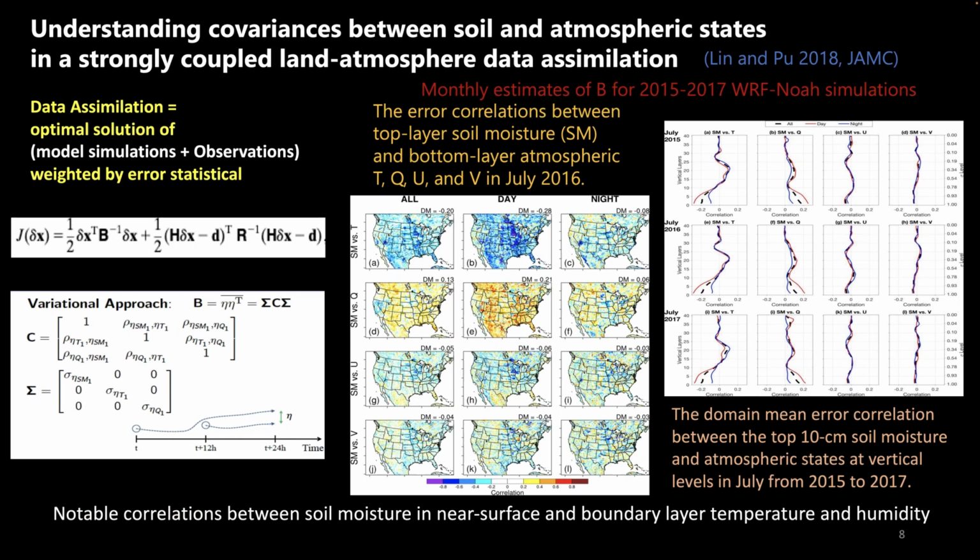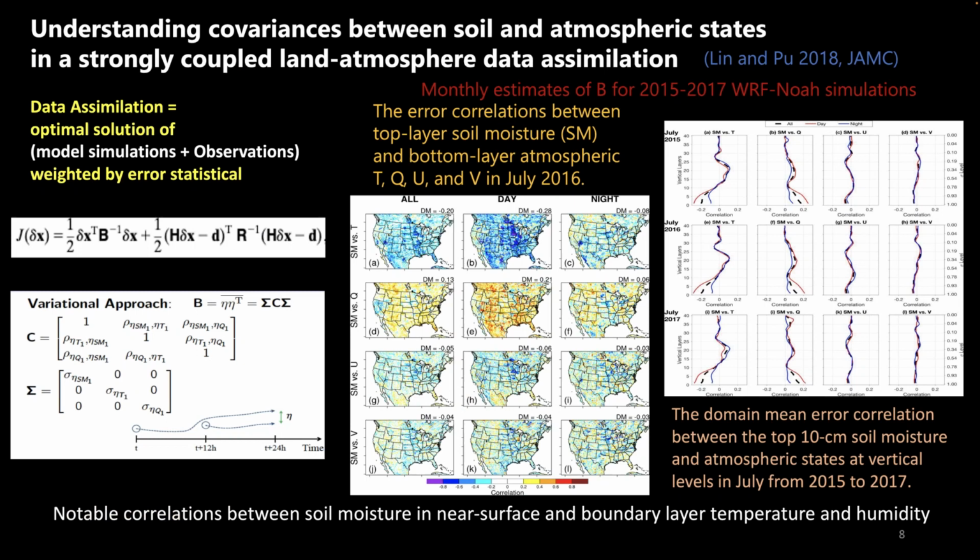We used multiple years and months of data to build up these correlations and find out the characteristics of the covariances between soil moisture and the near surface temperature. As you can see here, this is all time, the daytime, and the night time. From the temperature, the moisture, and also the UV component, we see a large correlation between the soil moisture and the near surface temperature and near surface moisture. In terms of the vertical structure, you can see this consistently, even for different years.